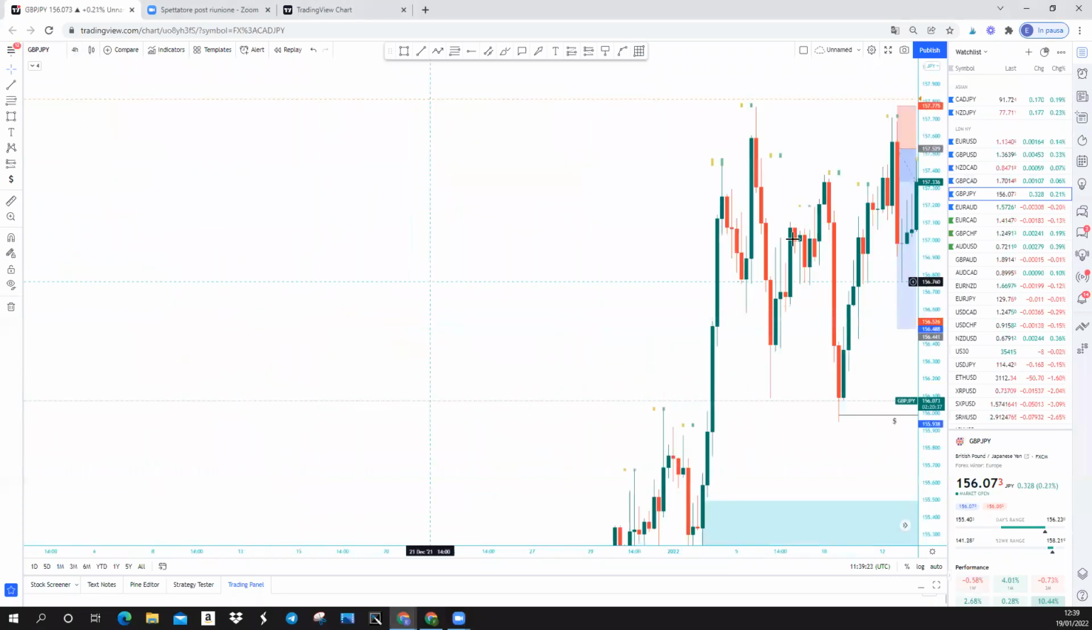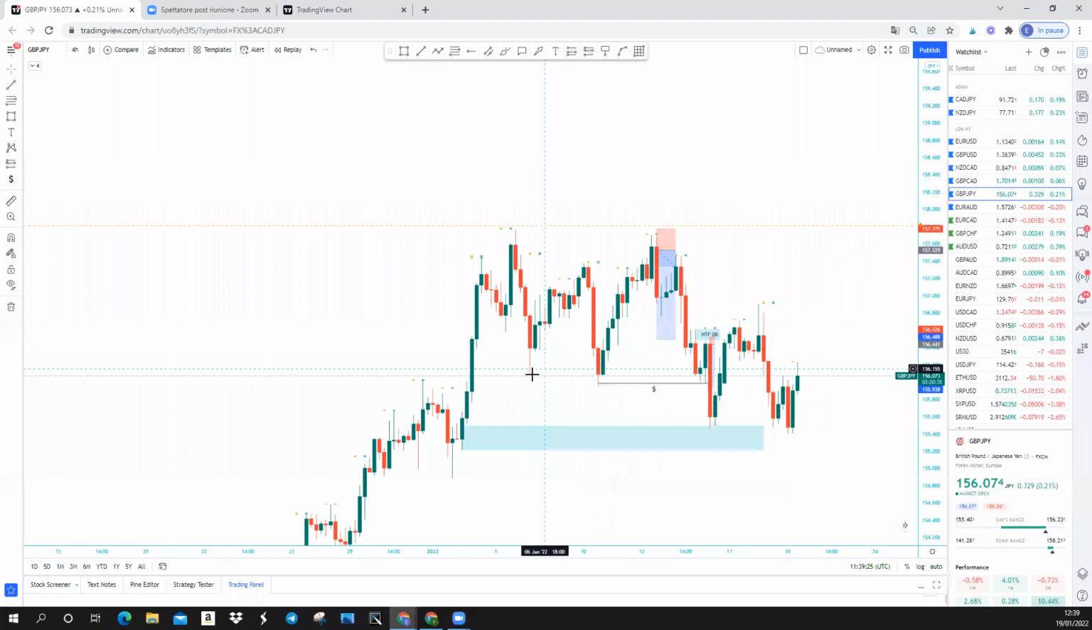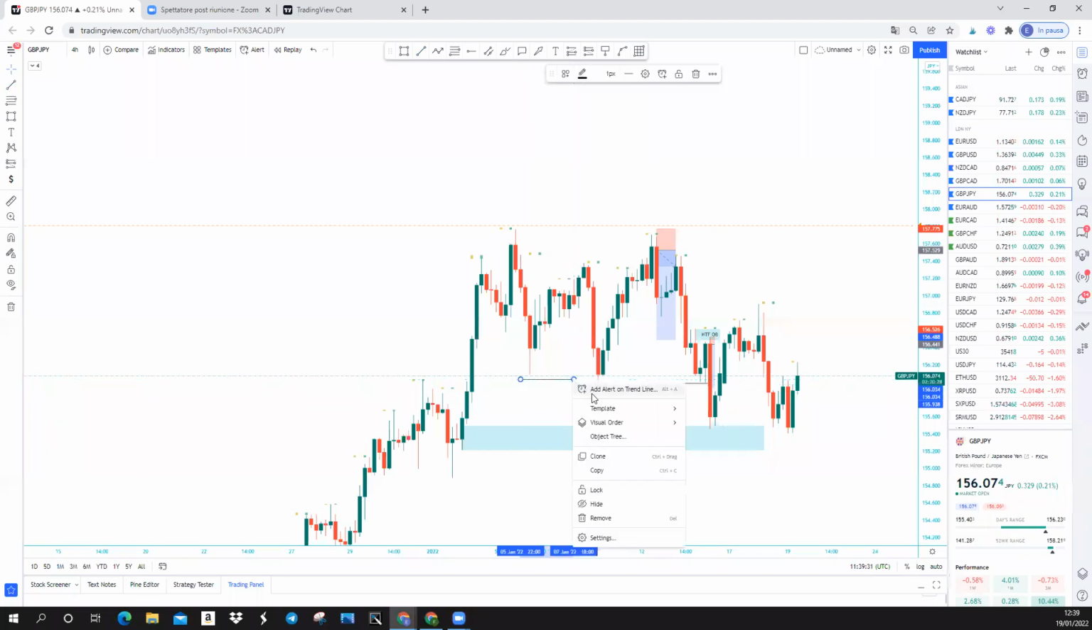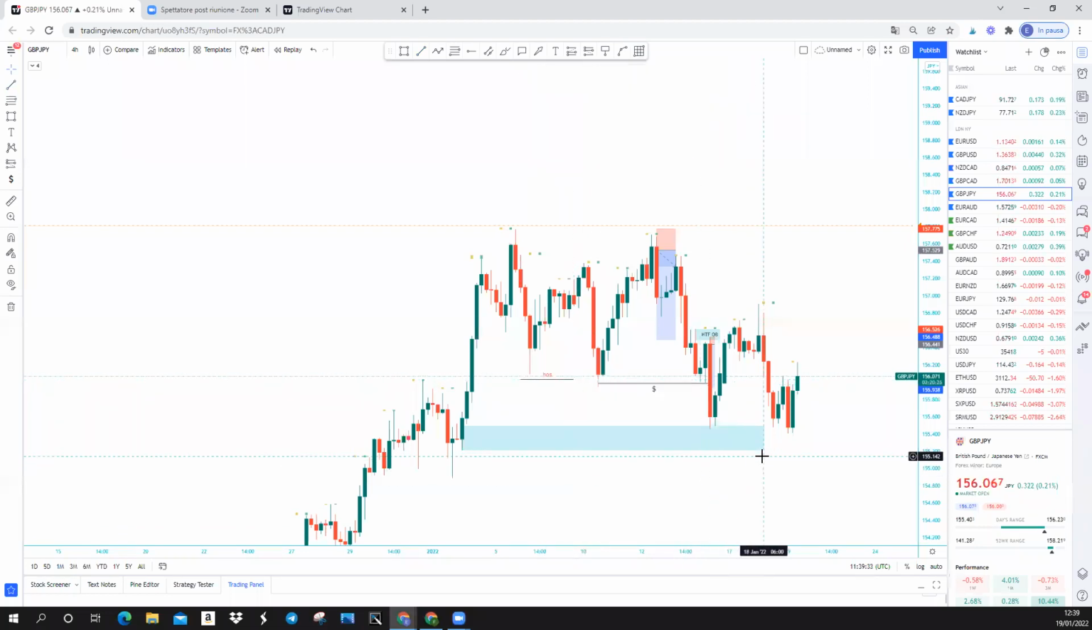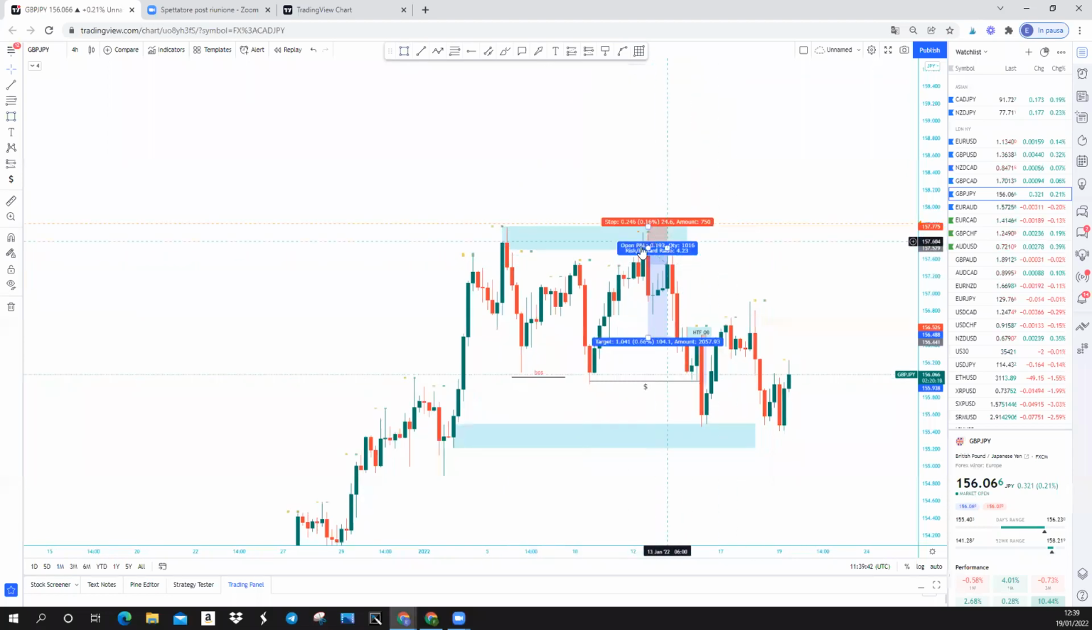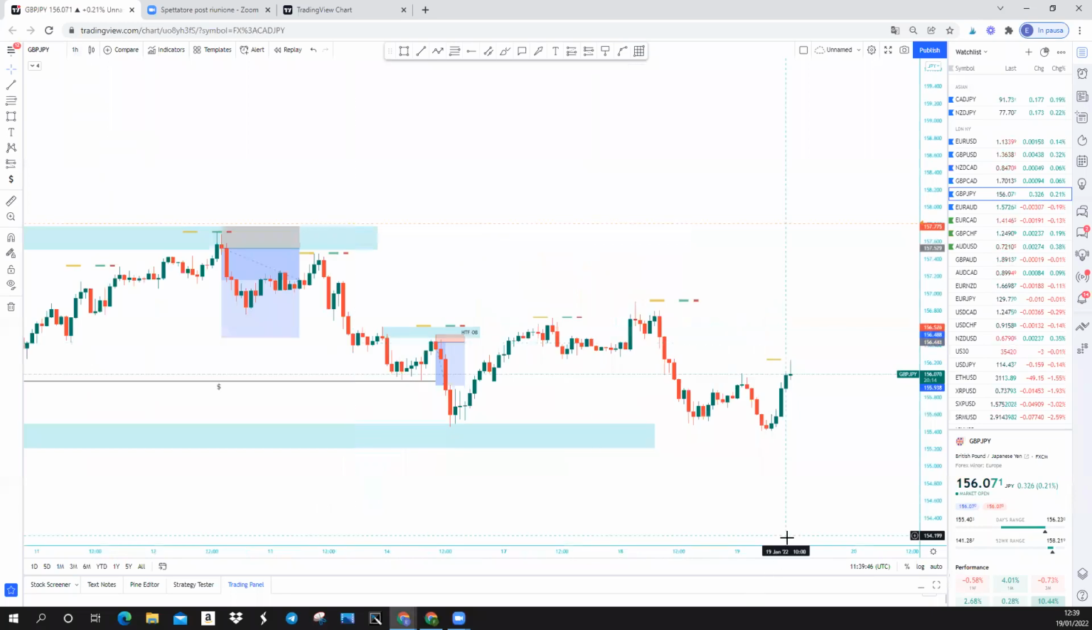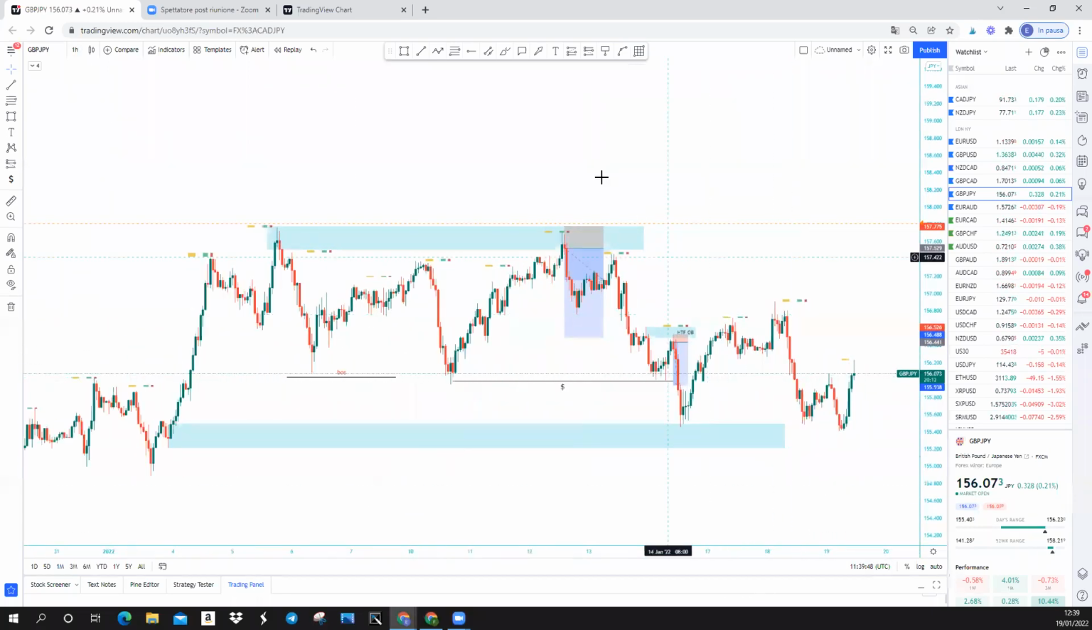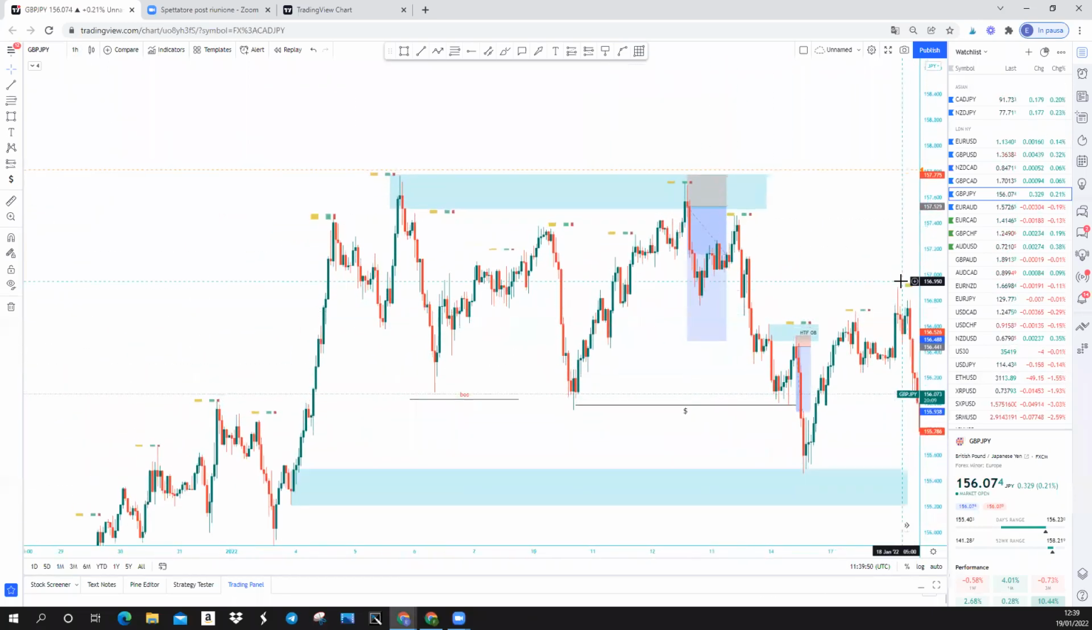Here we have GBP/JPY. We had this breakout structure to the downside. Okay, right here. Breakout structure to the downside, and I used this high as liquidity. Please go and look at the setup types. I saw the price come into this area. In the 1 hour, you can see that this is one of our favorite setups.